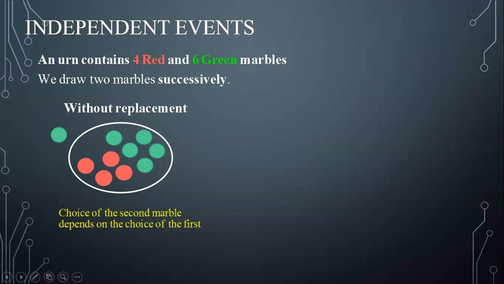Then in this case, the choice of the second marble depends on the choice of the first marble, as the sample space has changed when I get to select or draw my second marble.